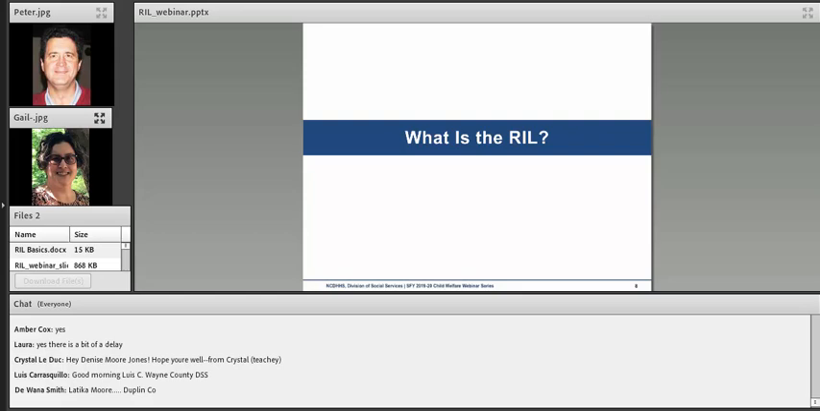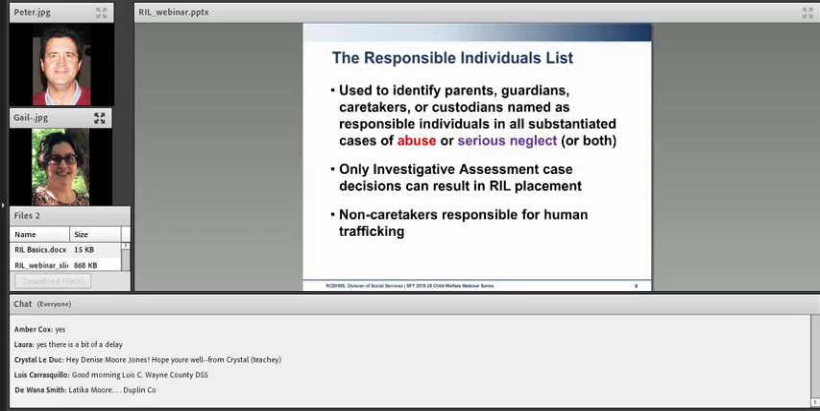Okay. So what is the RIL? It's the Responsible Individuals List, and here's what it does. It was created several years ago, and most of you, if you've been around for a while, recognize we are on our second iteration of the Responsible Individuals List. But there was a need to create a list of folks who had been substantiated for abuse and or serious neglect, so that daycares, schools, any organization that had contact with children on a regular basis could look at a list and say, this person was substantiated for abuse of a child. This person was substantiated for serious neglect of a child.